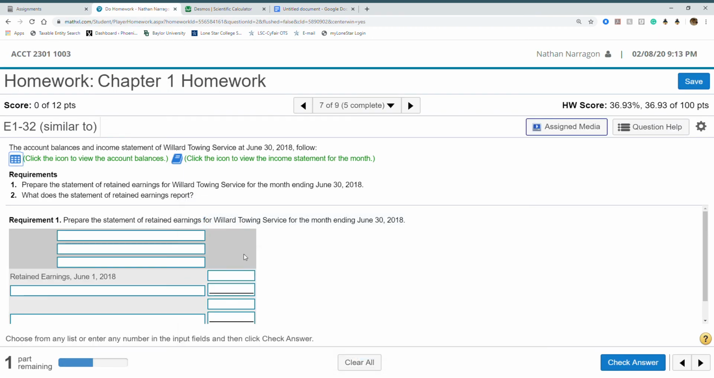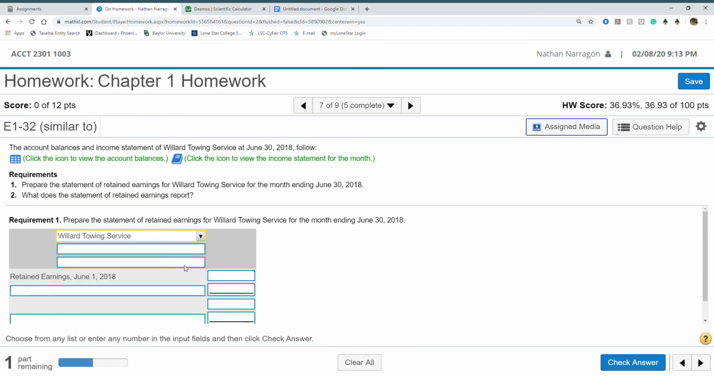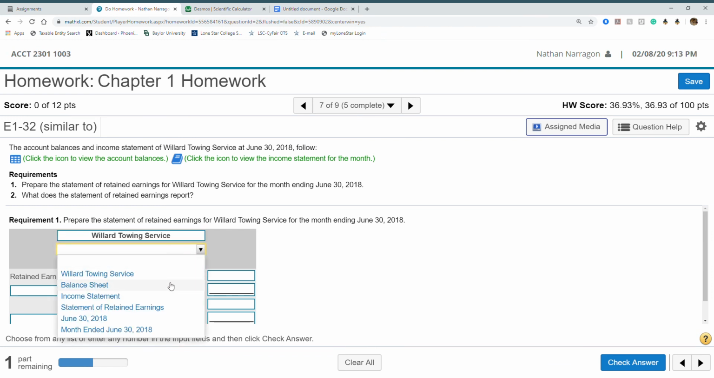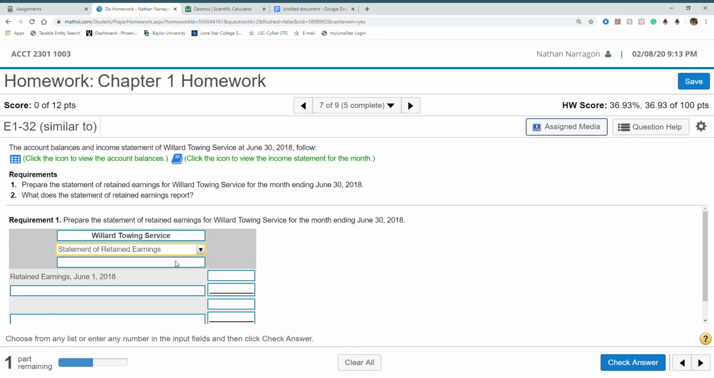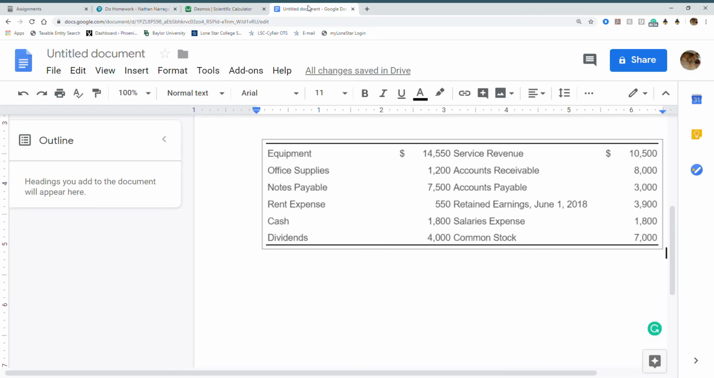So when we do retained earnings, we again have to start with the company, statement of retained earnings, and then again, month ended. And we always start with beginning. Okay, so 3,900.